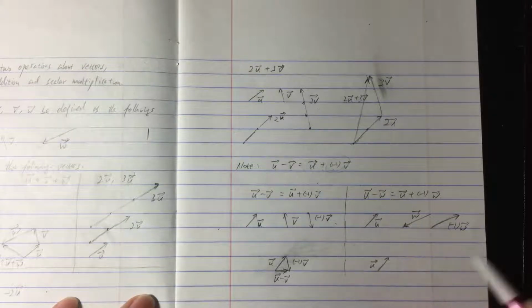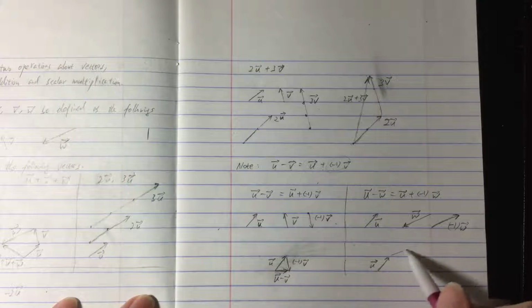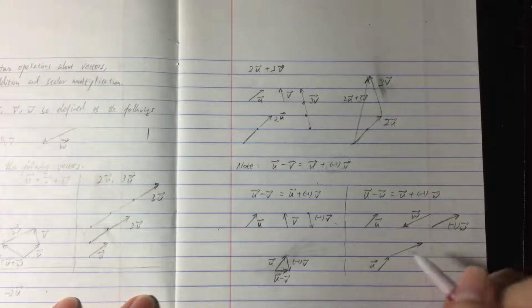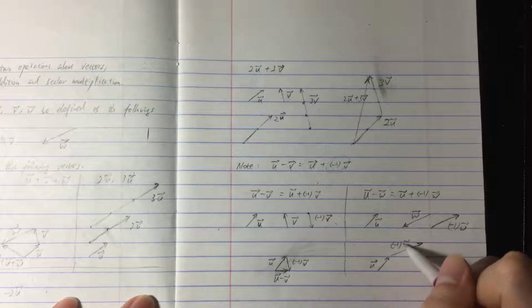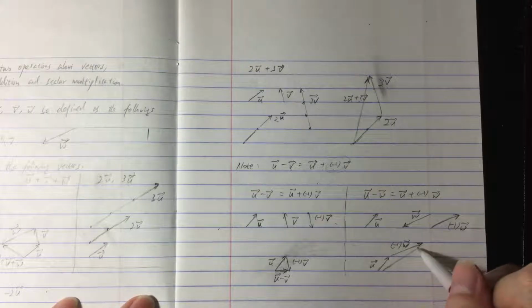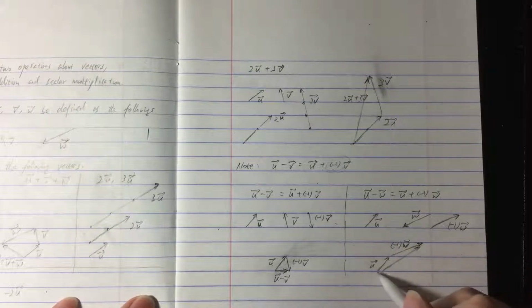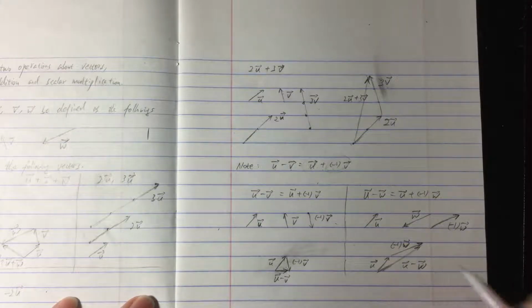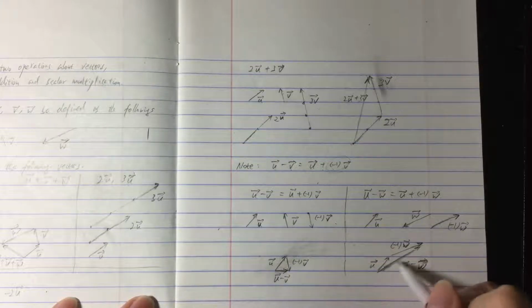That's vector u. That's -1 times vector w. And this new vector here, connect the initial tail to the final head. This vector is u minus w. This vector is vector u minus w. Connect the initial tail to the final head here.